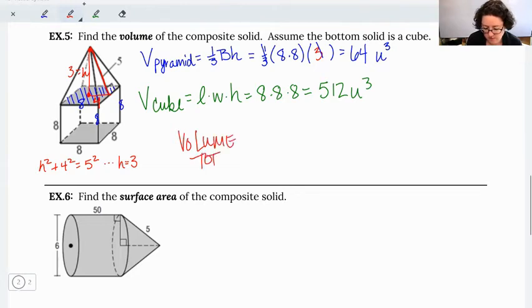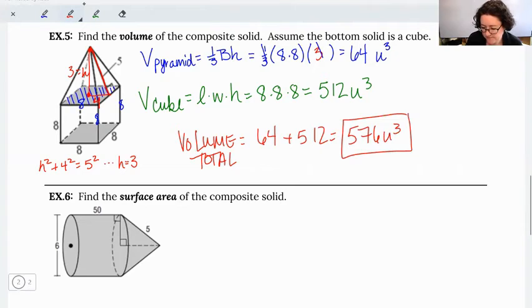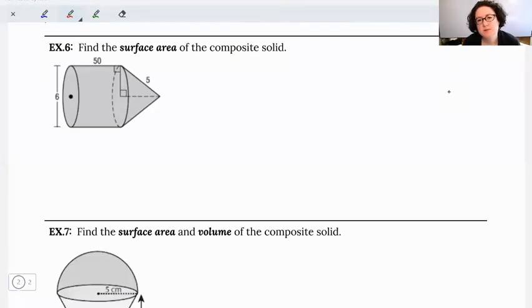Our volume total. Just add up our pieces, so 64 plus 512 will give us 576 units cubed. So now let's look at example 6. Our composite figure has a cylinder and a cone. So here's the thing for this one though. They have some overlapping spaces. And if we're considering surface area, again, we only want the outside surfaces.